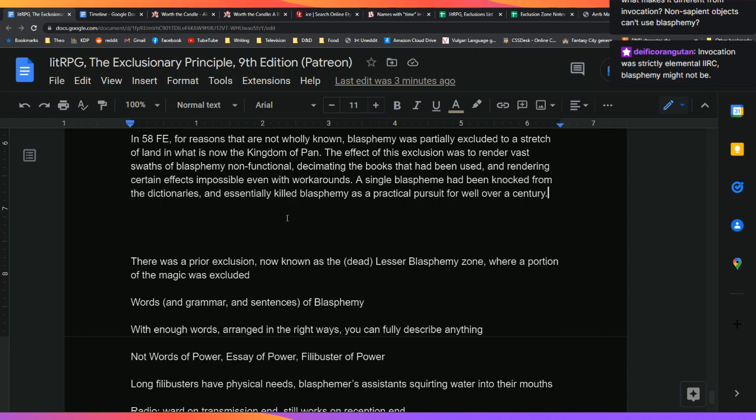I mean, invocation is not really the exclusion. The exclusion is heavy winds that are at least partly propagated by some trees, which is cool. But blasphemy is much more about the actual magic system itself. Invocation is the background for the Whiffle exclusion zone.